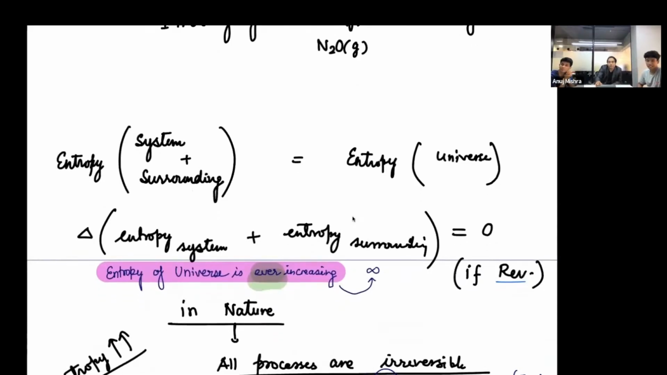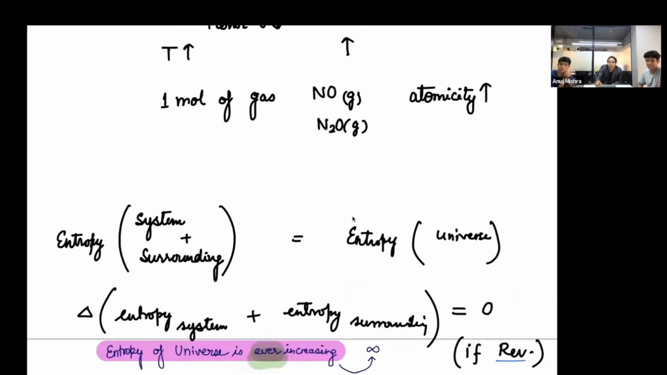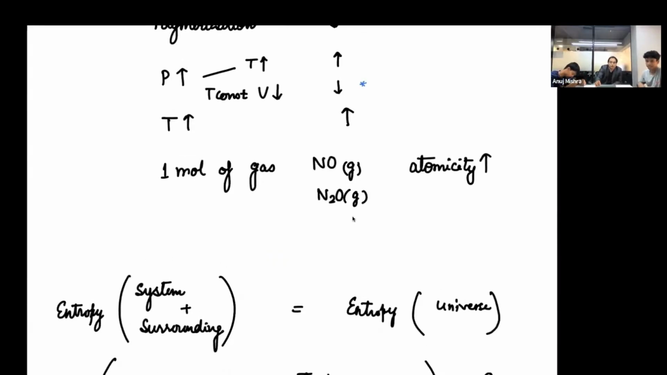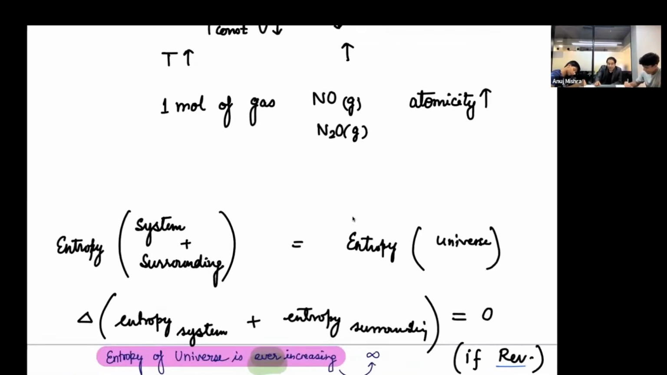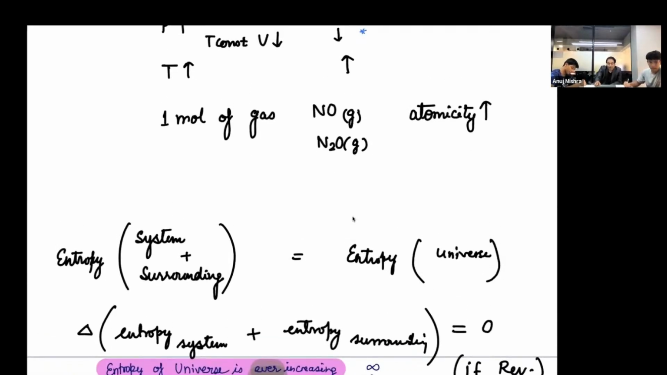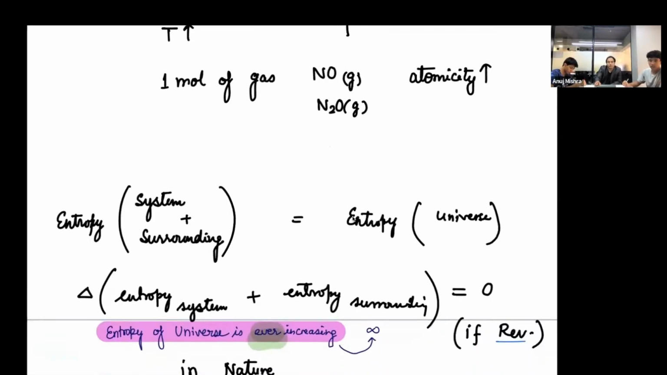So entropy of system plus entropy of surrounding is entropy of universe. Right, note this point. Entropy of system plus entropy of surrounding is entropy of universe. So basically, system plus surrounding is universe. Okay. Note down point one. Entropy of system plus entropy of surrounding is entropy of universe. Change in entropy of system plus change in entropy of surrounding is zero if it is a reversible process.